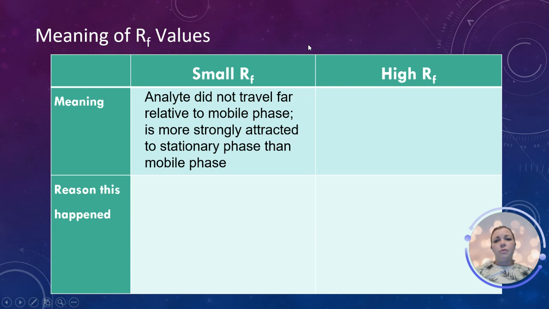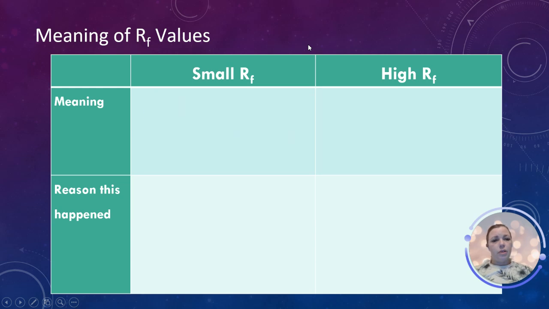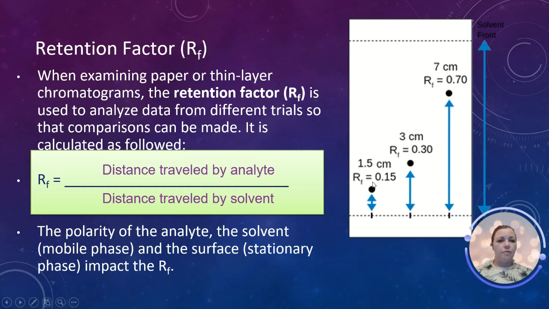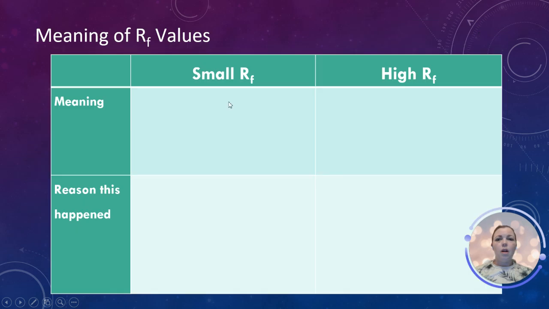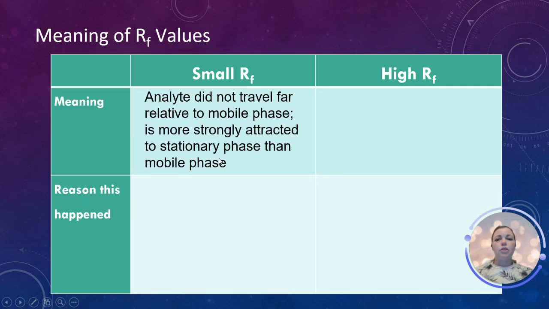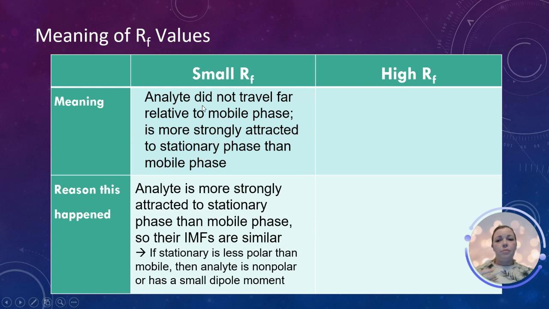The meaning of the Rf value: for example, back here, we have a small Rf value over here and a large Rf value there. A small Rf value means that the analyte did not travel far relative to the mobile phase. That means your analyte is more strongly attracted to your stationary phase than your mobile phase, so their IMFs are similar. For example, if your stationary phase is less polar than your mobile phase, and we often see that situation, then your analyte is nonpolar or has a small dipole moment.